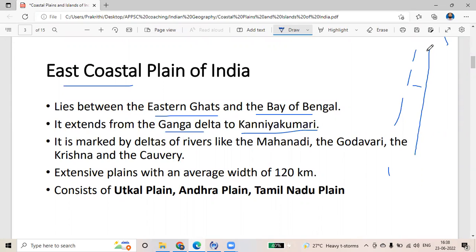And the main rivers, when we talk about the drainage system, we said we have multiple rivers.